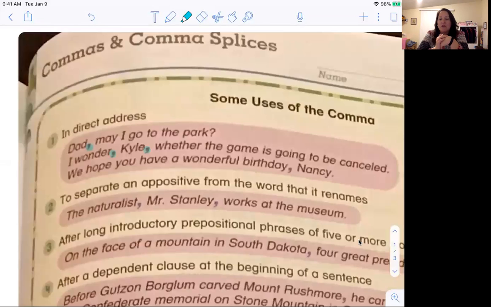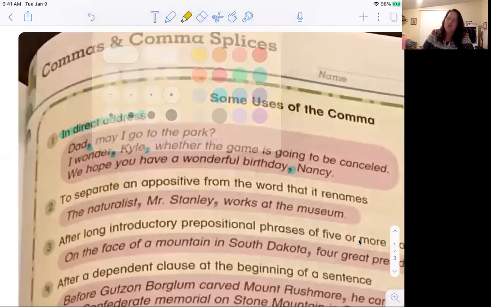And then we can also have a direct address at the end of a sentence. "We hope you have a wonderful birthday, Nancy." Who are we talking to in this sentence directly? If you said Nancy, great job. That's who we're talking to. So we can have commas in direct address to somebody. Let's look at number 2.